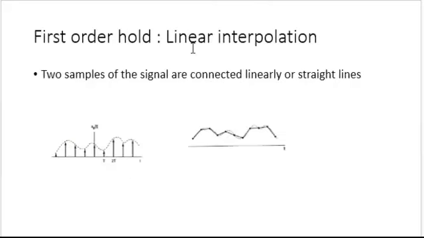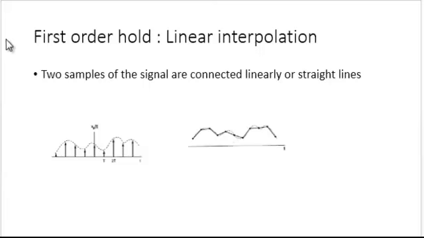It is first order hold, also termed linear interpolation. Basically, here the two samples of the given signal are connected through a straight line. Instead of a step function, I am going to connect these two samples by using straight lines. So this is sample 1 and this is sample 2. I am going to connect it through a straight line like this. From here to here again one straight line, and from here to here another straight line, and from here to here another straight line. Like this the waveform will be reconstructed with respect to the first order hold.